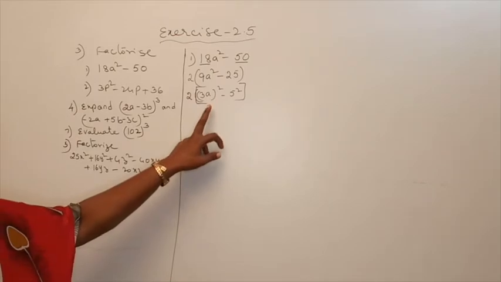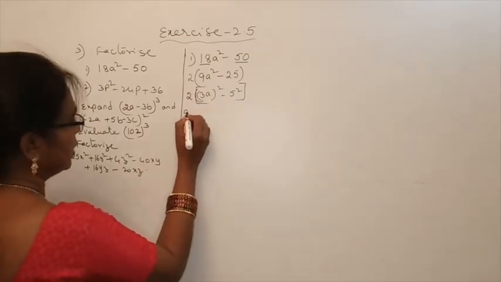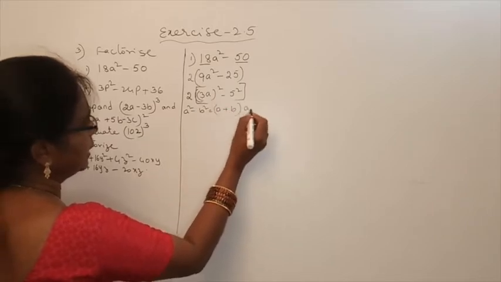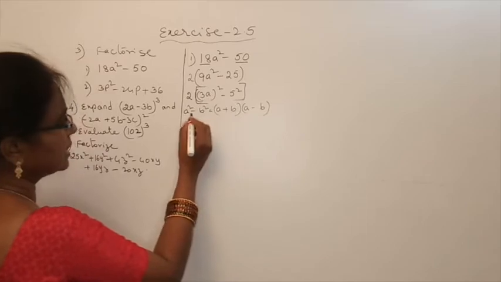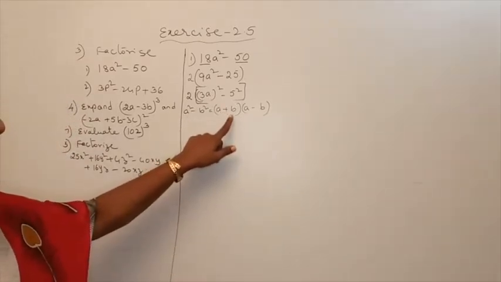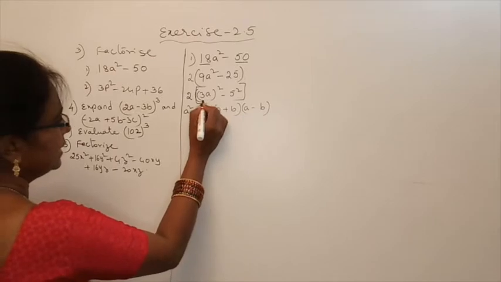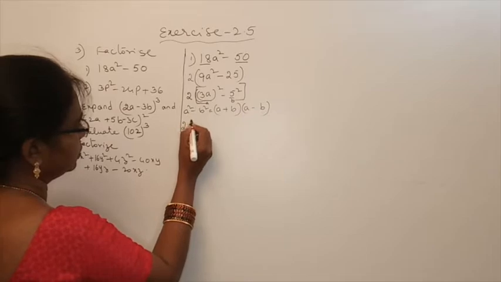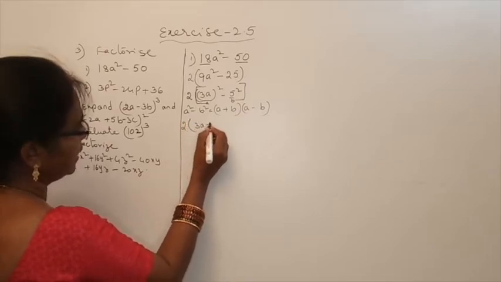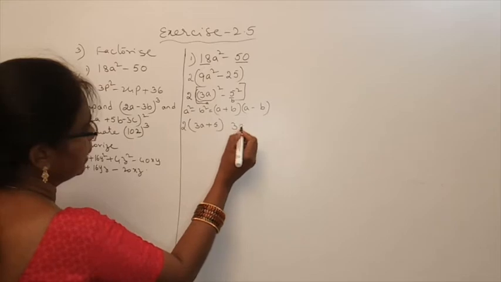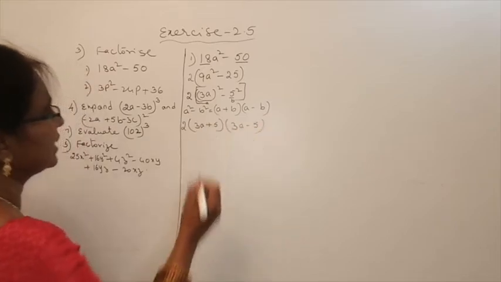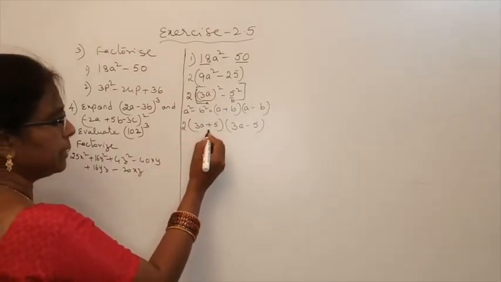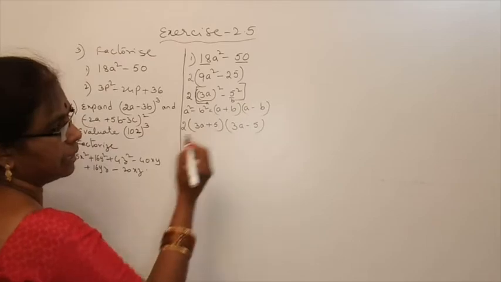Now it is in the form of a square minus b square. A square minus b square is equal to a plus b into a minus b. What is the identity? A square minus b square is a plus b into a minus b. Here what is the a? This is a, this is b. Then how to write? 2 into 3a plus 5, 3a minus 5. What is the factorization of this 18a square minus 50? 2 into 3a plus 5 into 3a minus 5.